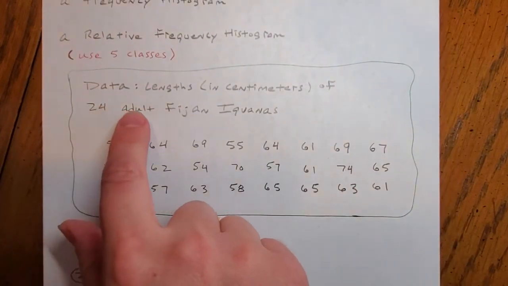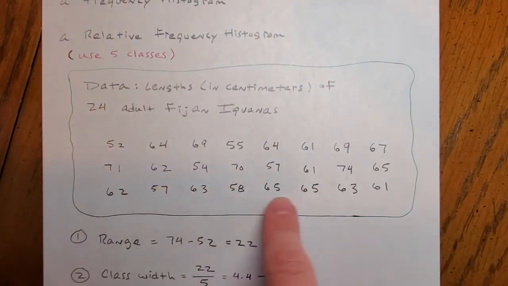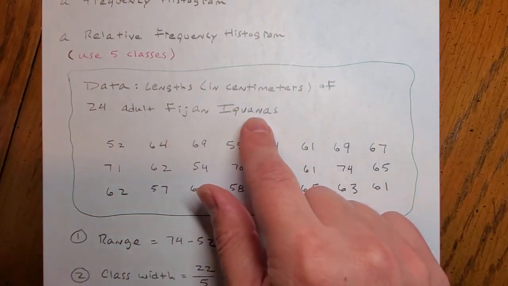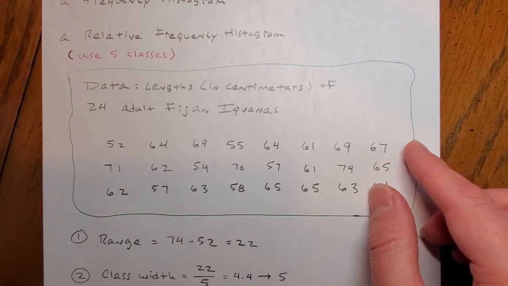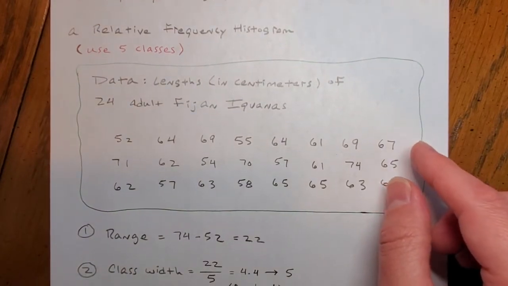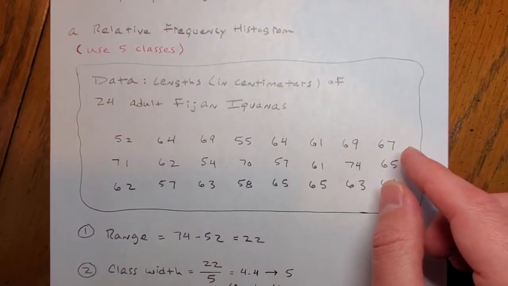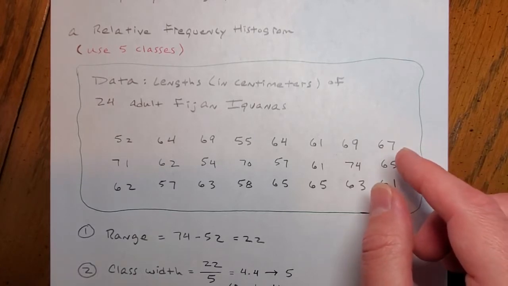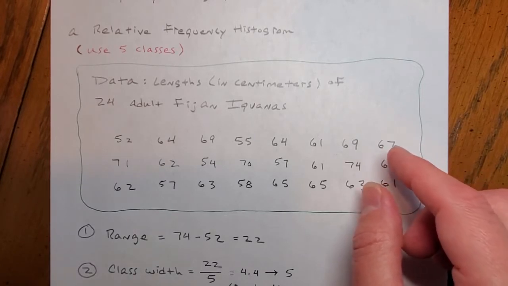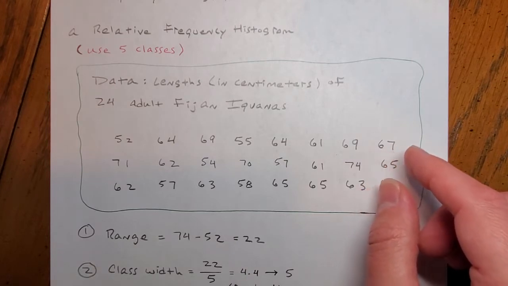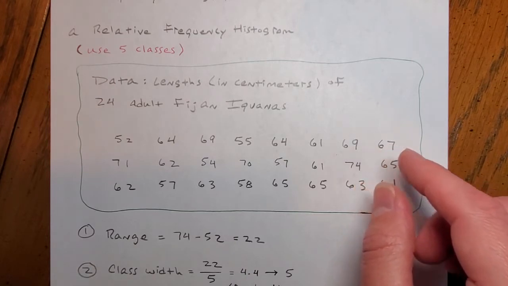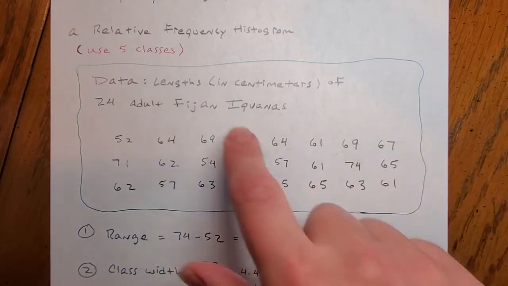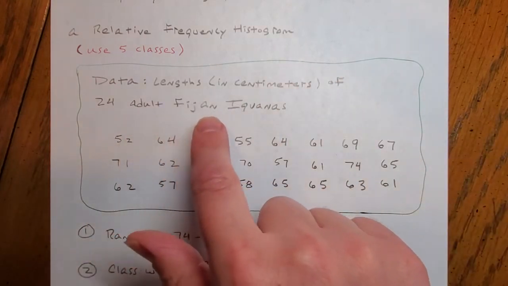So here's the raw data. All right, lengths in centimeters of 24 adult Fijian iguanas. So this might be something that an ecologist or a naturalist does. They go out and study a certain animal in its native population, and they want to see how their weight is distributed, or their length, or maybe they study their eating habits or whatever, but that's what this is, okay? Lengths in centimeters of 24 adult Fijian iguanas.